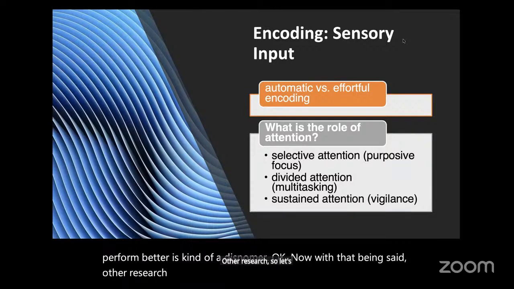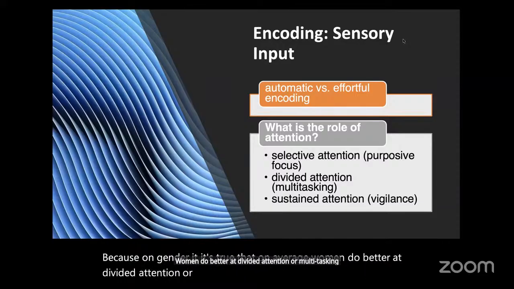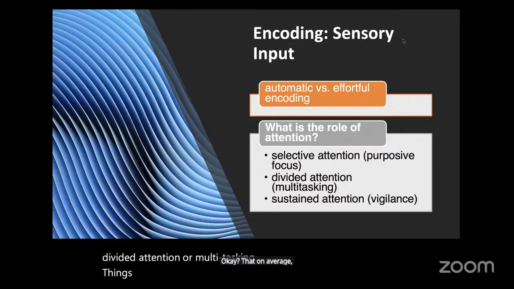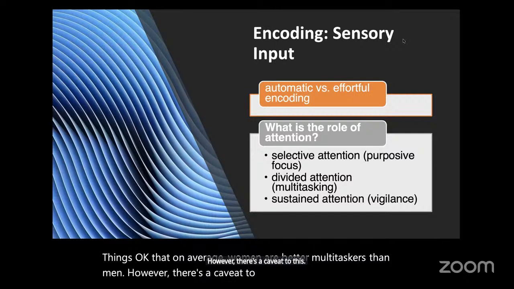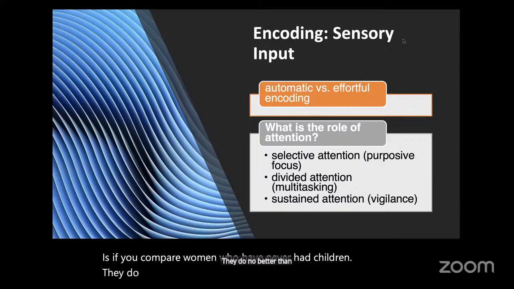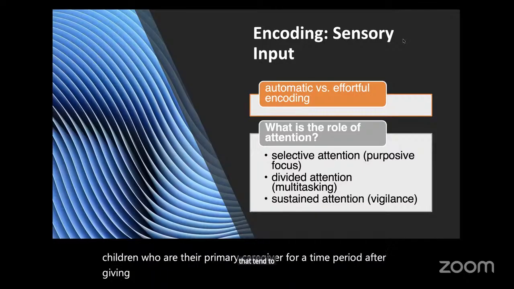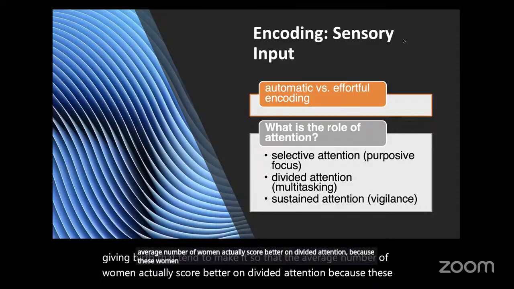So let's look at gender. On gender, it's true that on average, women do better at divided attention or multitasking things. Okay. On average, women are better multitaskers than men. However, there's a caveat to this: if you compare women who have never had children, they do no better than men. It seems to be women who have children, who are their primary caregiver for a time period after giving birth, that make it so that the average number of women actually score better on divided attention, because these women score off the chart.